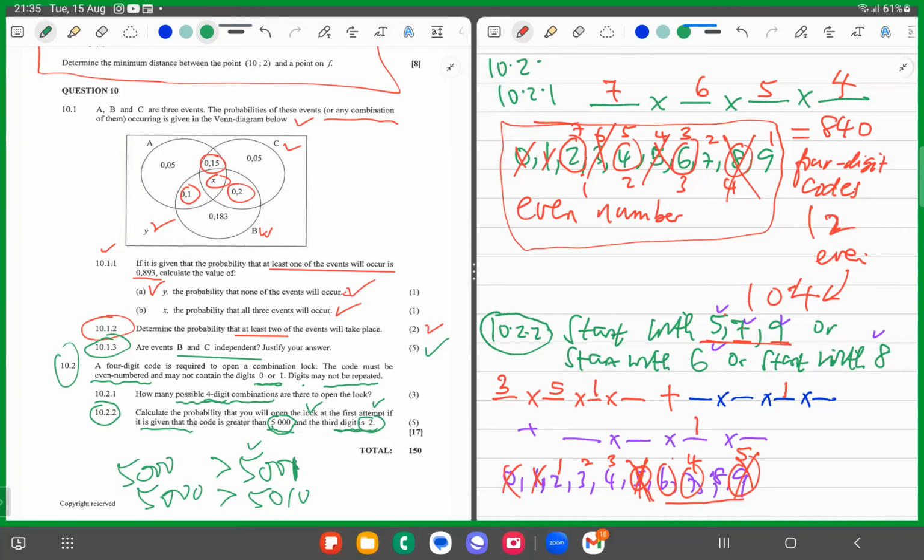Now, if the third digit is 2, you can only choose one. You have one choice for that. And there's something else you need to consider. You start with those 5, 7, or 9. Now the last digit must be even, because like in 104, 4 is even, that's why the number is even. These codes are even numbers.